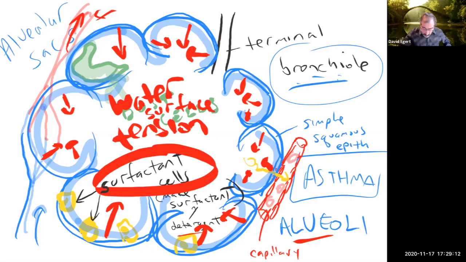So these are critical. If you don't have those, you can't inflate your lungs. Like when a preemie is born, they're not making surfactant yet. They actually spray surfactant into their respiratory system and put them on little itty bitty ventilators to keep making sure the air comes in and out, because it's really hard to inflate your lungs if you don't have surfactant.